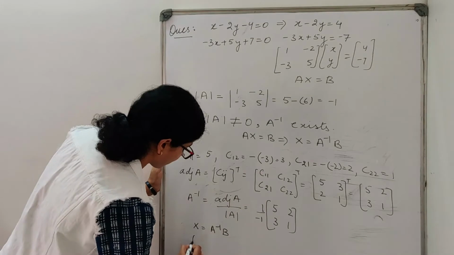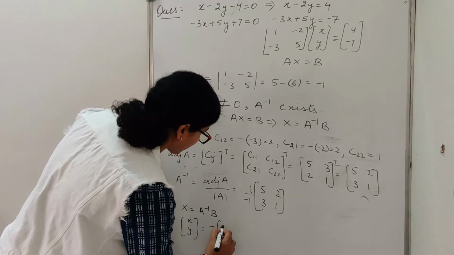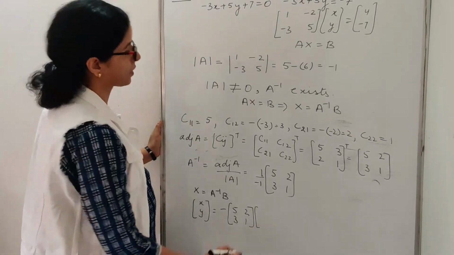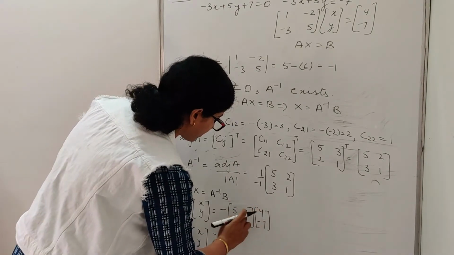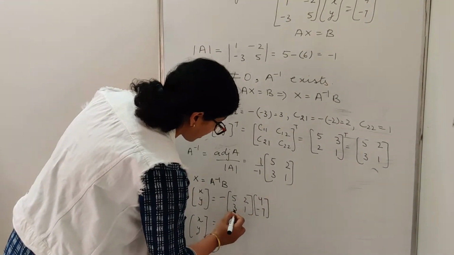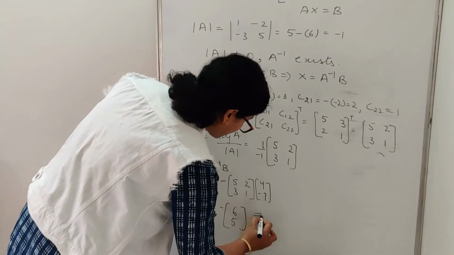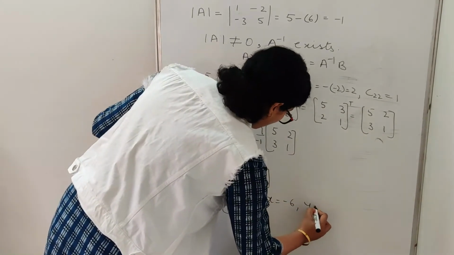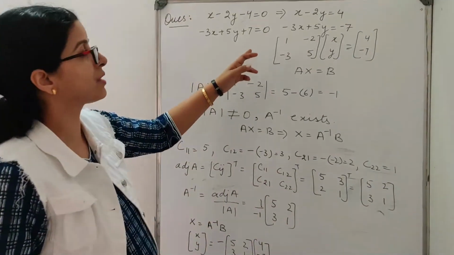So what is my X? [x, y]. What is my A inverse? Minus of [5, 2; 3, 1]. What is my B matrix? [4, -7]. Multiply it. 5 4s are 20. 20 minus 14, 6. Second row, first column. So 12 minus 7, 5. So what does that imply? Now I'll use equality of the matrix. So x is equal to -6 and y is equal to -5. So this is my desired result using the matrix method.